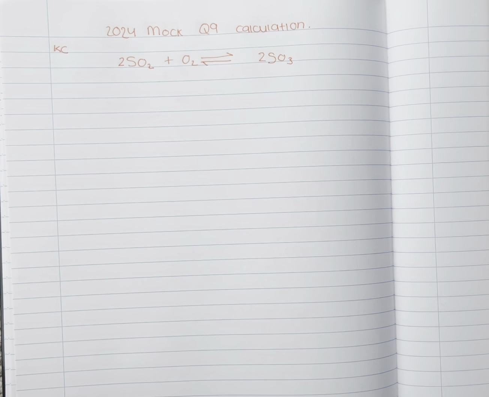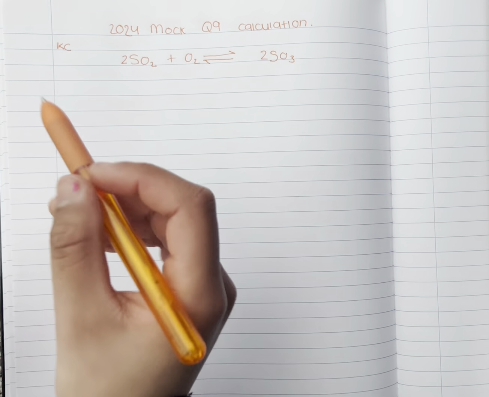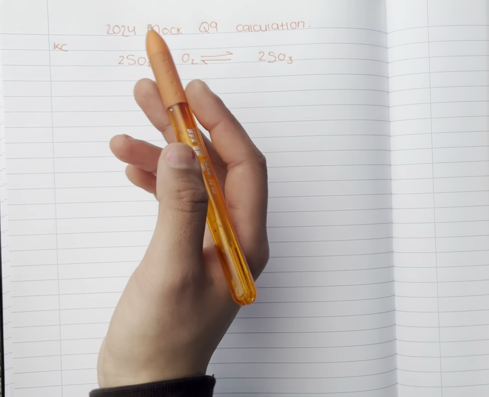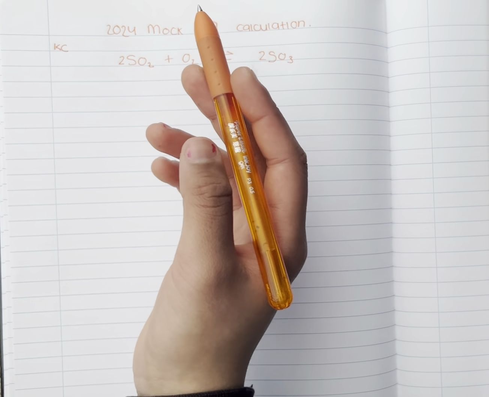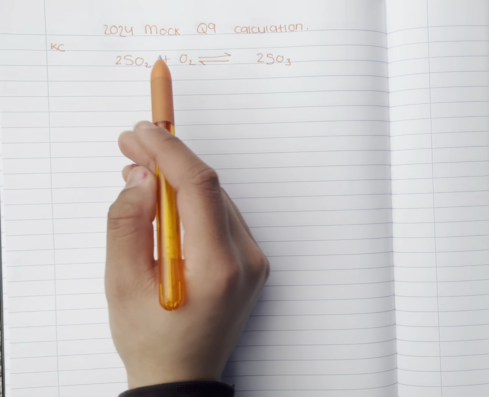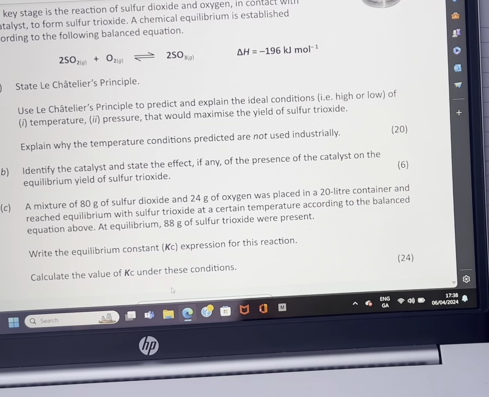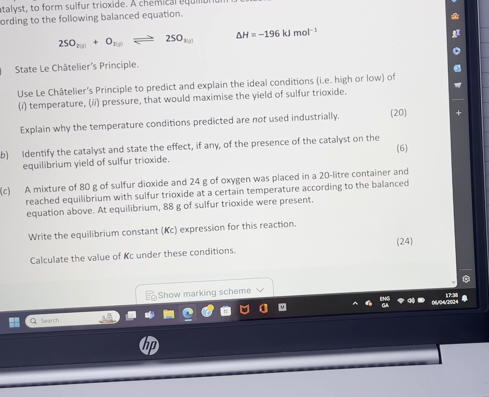Guys, today I'm going to be doing 2024 mock question 9, but I'm only going to be doing the calculation of the Kc expression and the value. So this is a really good video if you want to learn how to do the Kc type of calculations, I suppose. So first things first, let me just show you the question. I'm just going to be doing part C.